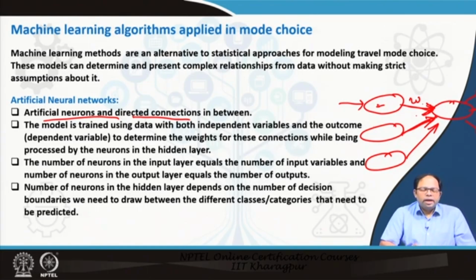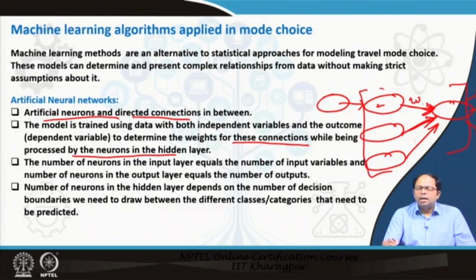So, the model is trained using data with both independent variables and the outcome, which is the dependent variable, to determine the weights of these connections while being processed by the neurons in the hidden layer. There is an input layer, then there is a hidden layer, and then the output layer. The number of neurons in the input layer equals the number of input variables, and the number of neurons in the output layer equals the number of outputs. So, this is the mode choice.